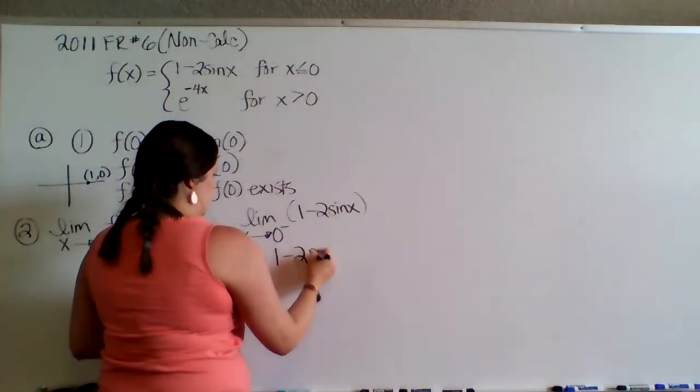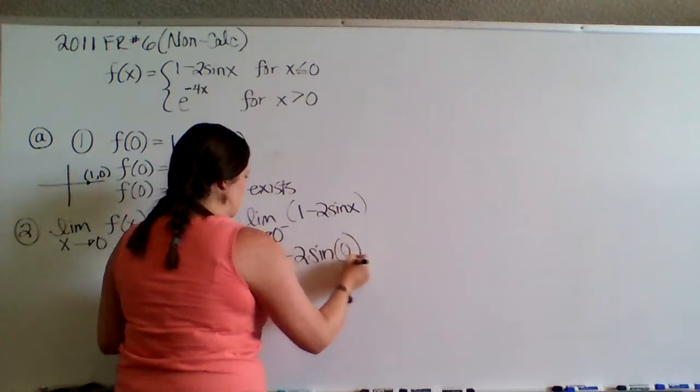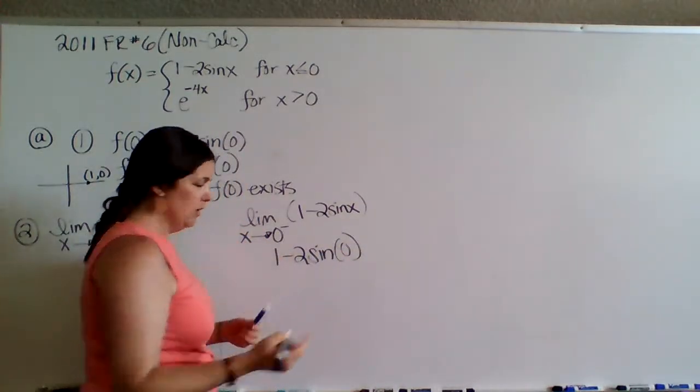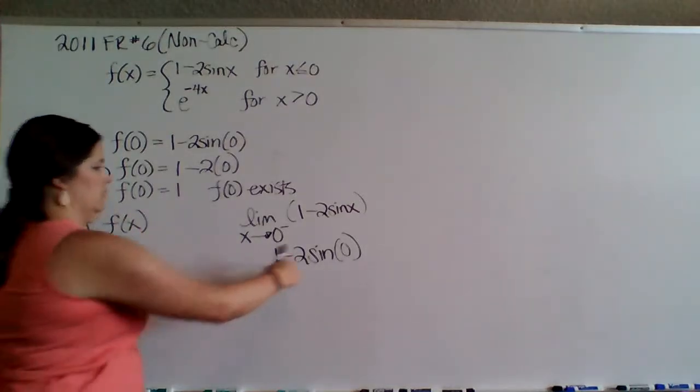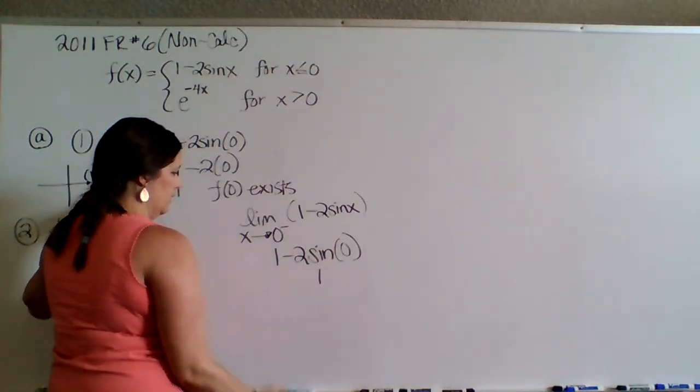I'm fine. I can drop the word limit. I can plug it in. It doesn't matter if it says 0 from the left. You're just plugging in 0. And we already evaluated that sine of 0 was 0. And then that's going to make this whole part go to 0. So wouldn't this answer be 1?